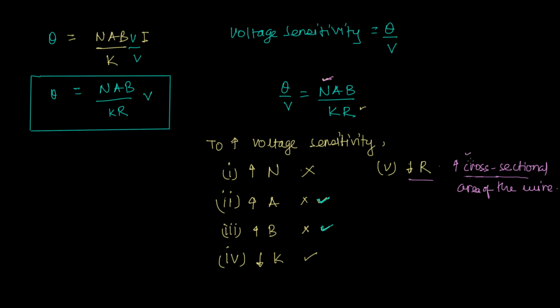increasing the cross-sectional area of the wire may reduce R, keeping the N same, because if somehow the N also goes down, then also it becomes deformed, right? So that may increase the voltage sensitivity. Fine.